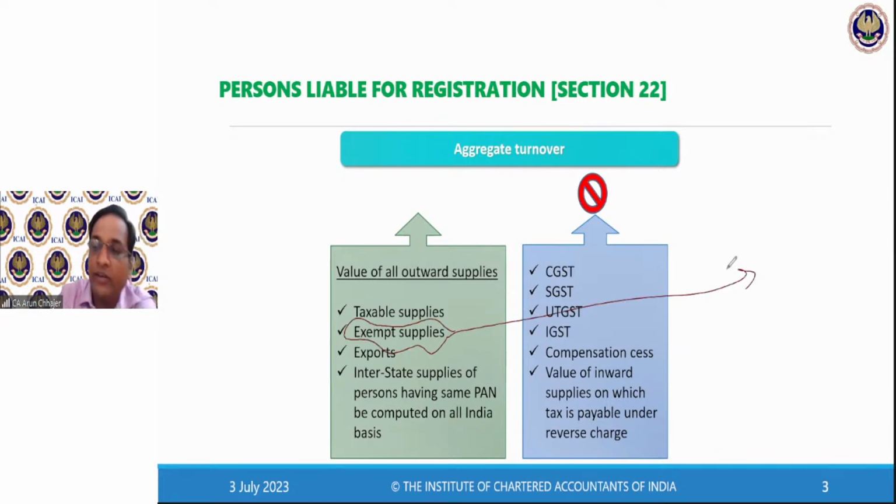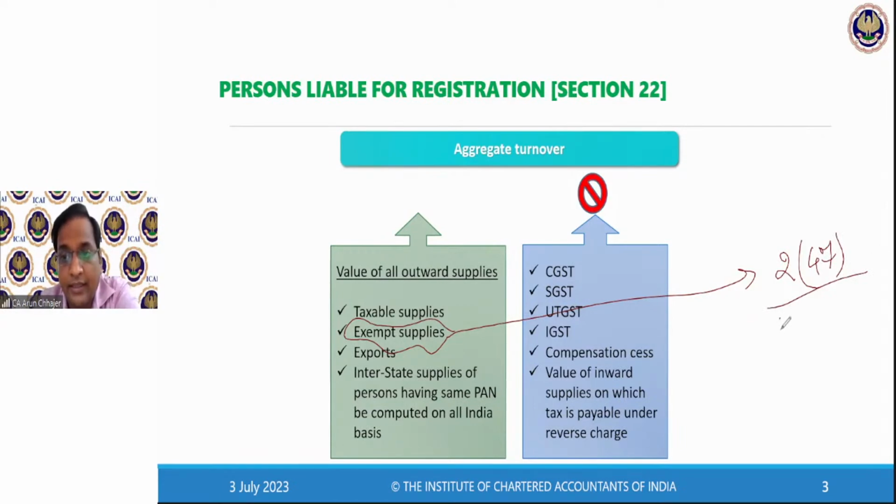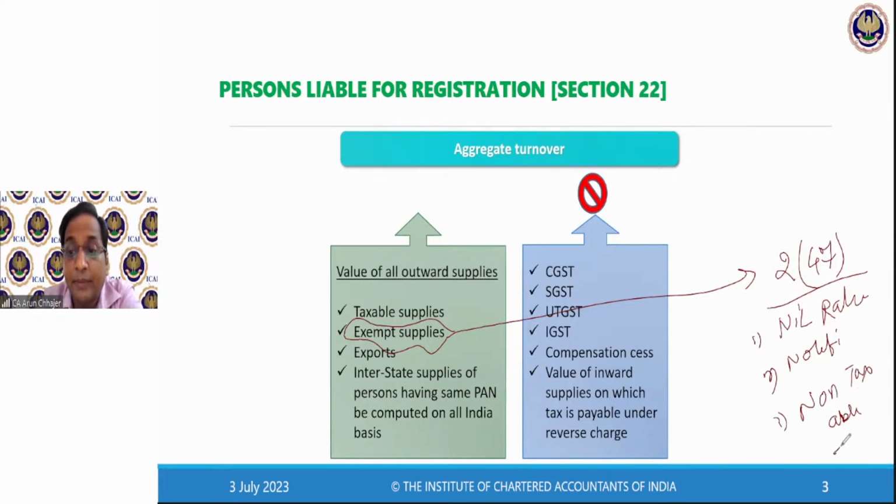What is the meaning of exempt supply? Exempt supply has been defined in GST section 2 clause 47. It says nil rated supply, supply exempted by notification, and third is non-taxable supply. Non-taxable supply is like supply of alcoholic liquor for human consumption, petrol, etc.